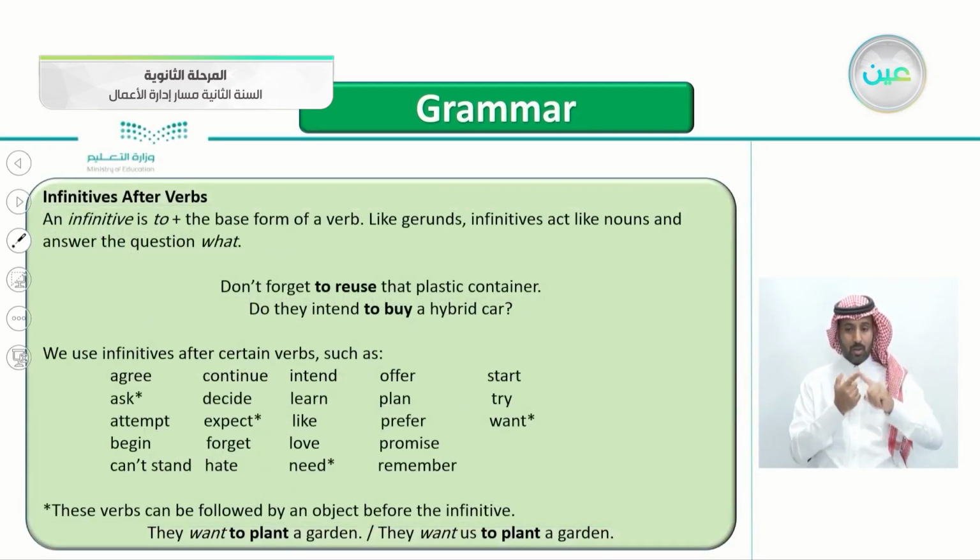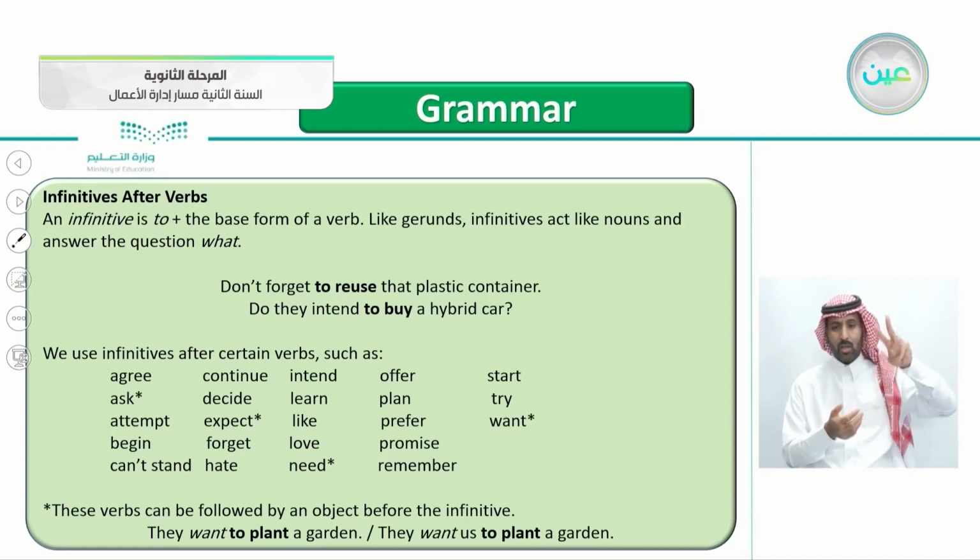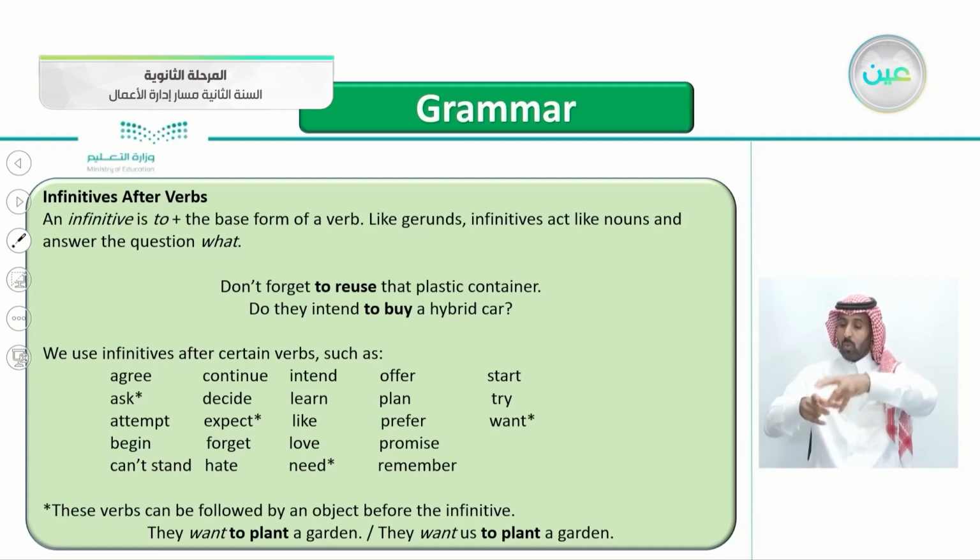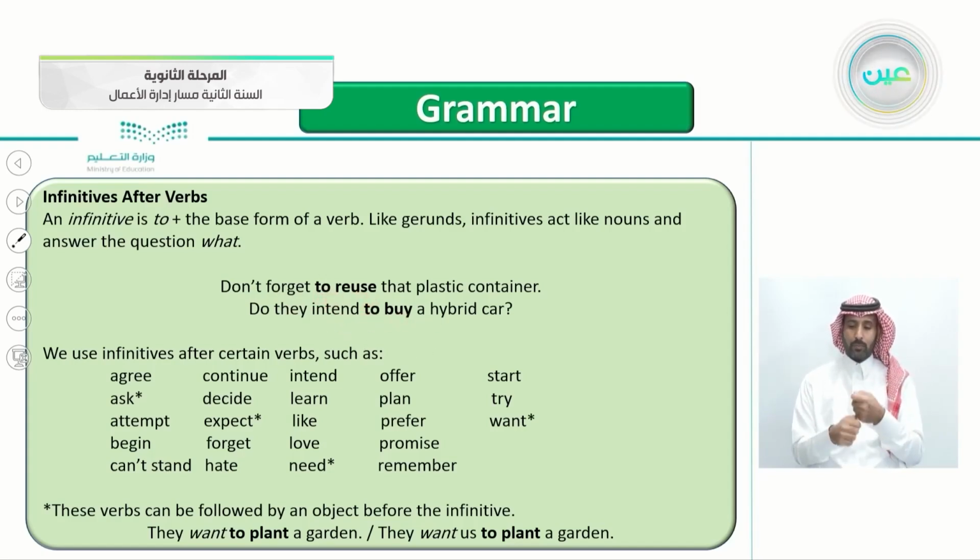Infinitives after verbs. If you remember, an infinitive is to plus the base form of the verb. So remember the infinitive has two parts: to, then the base form of the verb. Like gerunds, infinitives also act like nouns and answer the question what. For example here, don't forget to reuse the plastic container. Or do they intend to buy a hybrid car? So the verbs here, forget and intend, came before the infinitive to reuse or to buy a hybrid car.